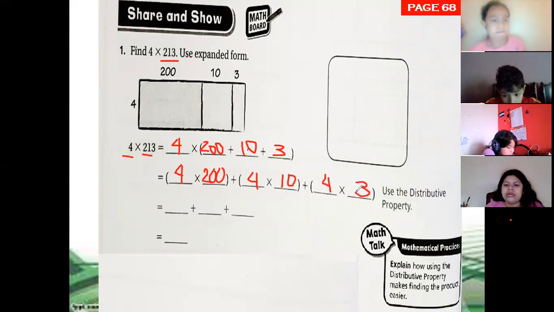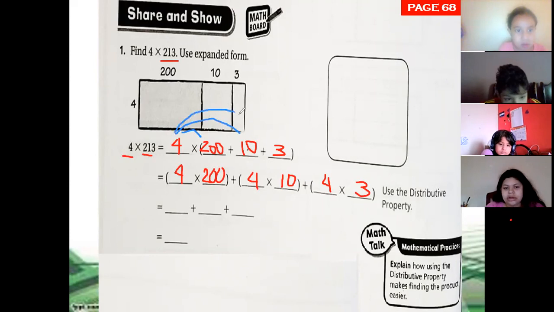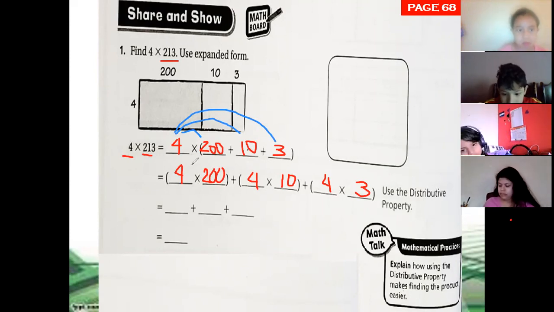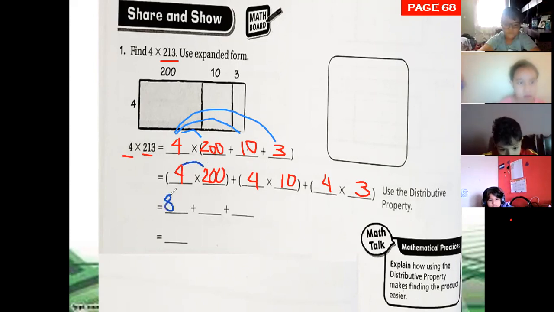The 3. I know the answer of 4 times 10. 4 times 200, 4 times 10, and 4 times 3. 4 times 10 is 40. Okay, 4 times 200: 4 times 2 is 8, and I add 2 zeros, 1 and 2.